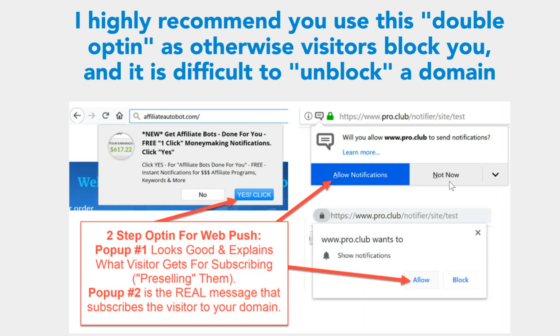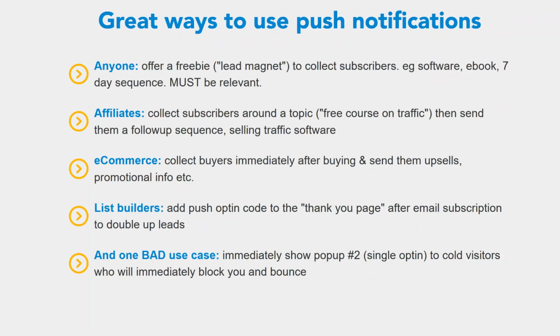Even if later on you build a relationship and the person does want to receive notifications from you, they probably won't easily be able to do that. And so always try and make sure that you use the two-step opt-in process and only request the subscription when there's actual context and a reason to do so.